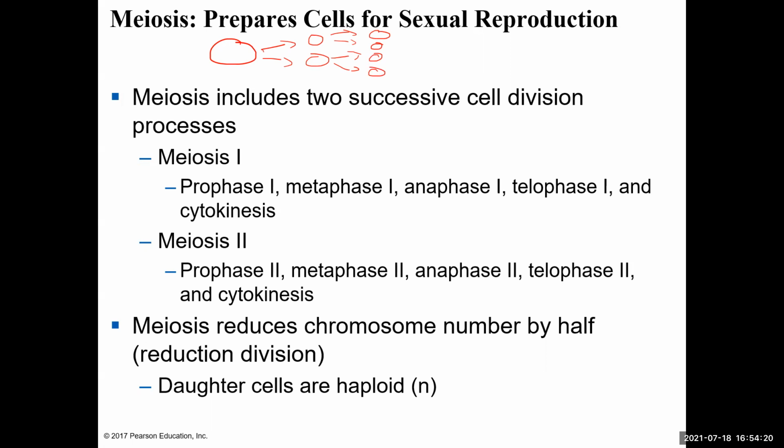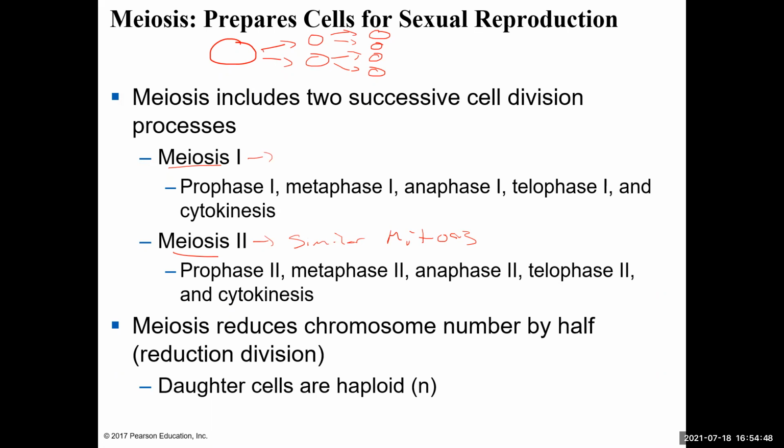And it happens through 2 phases that are known as meiosis 1 and meiosis 2. Meiosis 1 is very different from mitosis, but meiosis 2 is somewhat similar to mitosis. Okay, and how the sister chromatids divide in that cell division process.